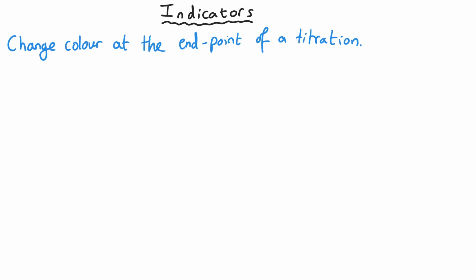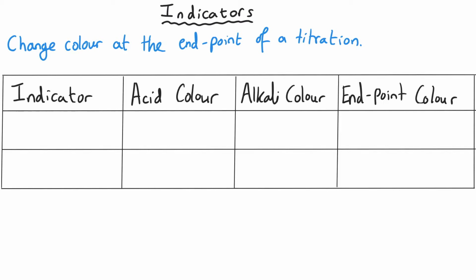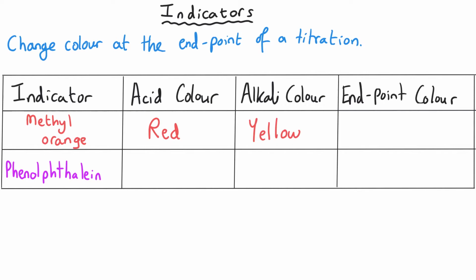There are two indicators that you need to know the colour for to be used during titrations. The two indicators are methyl orange and phenolphthalein. Methyl orange is red in acid and yellow in alkali. So at the end point of our titration, it will go orange. Phenolphthalein is colourless in acid and it's pink in alkali, and so you end your titration in one of two ways depending on what you're adding to the conical flask.